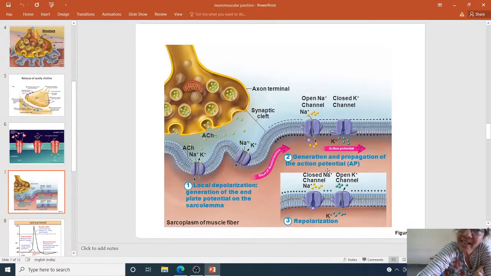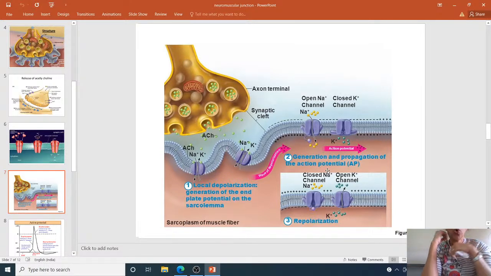Then only it will fire an action potential. The action potential will go in both directions. I said this neuromuscular junction is at the center of the muscle fiber, so this action potential will spread in both directions. And then the muscle will contract, that is excitation contraction coupling. You will know about it later.